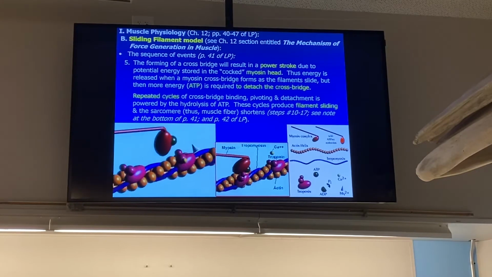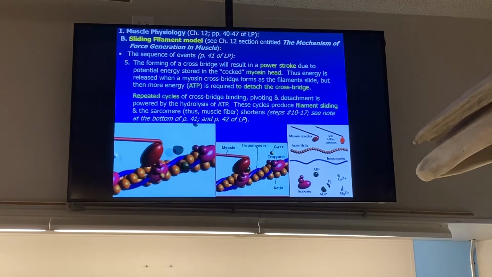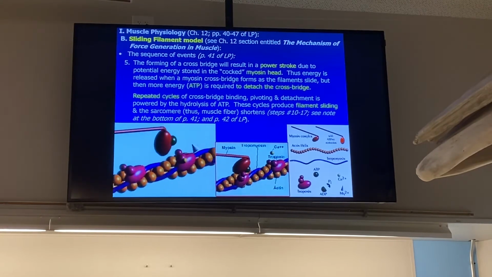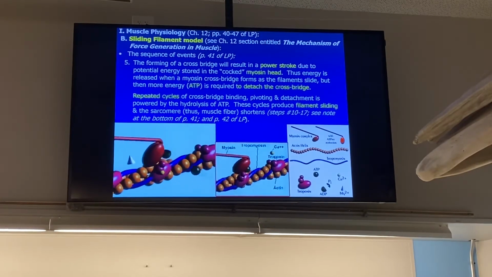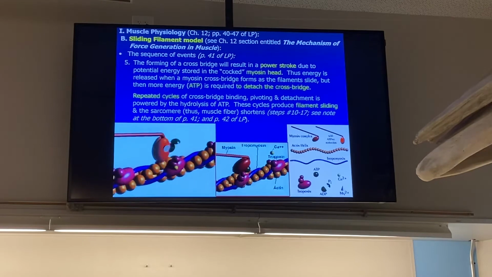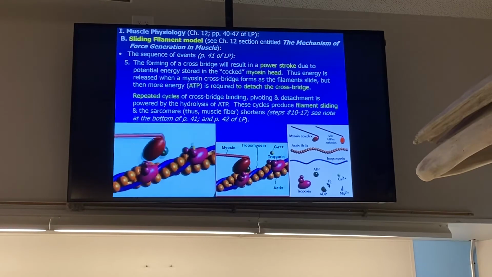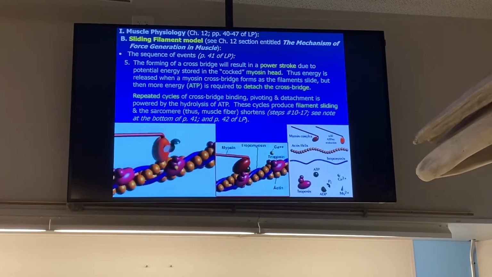The sequence is cross bridge, power stroke, detachment, re-energizing or recocking. Cross bridge, power stroke, detachment, recocking.